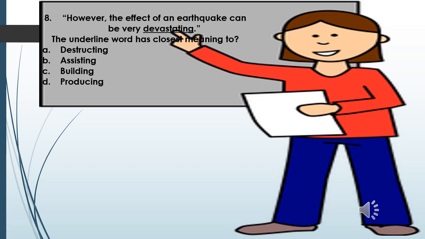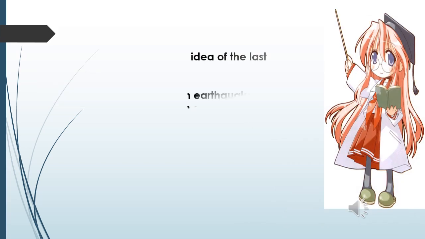Number 8. "However, the effect of an earthquake can be very devastating." The underlined word has the closest meaning to A. Destructing, B. Assisting, C. Building, D. Producing.